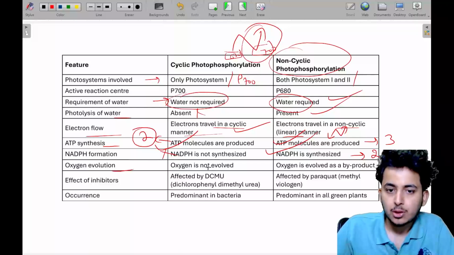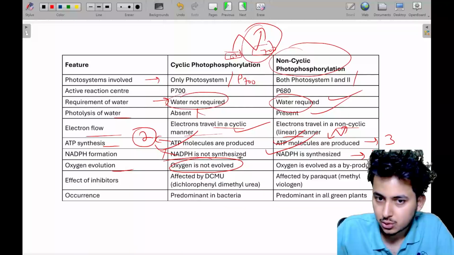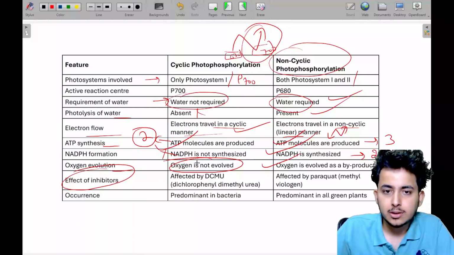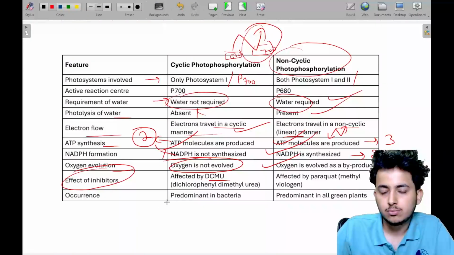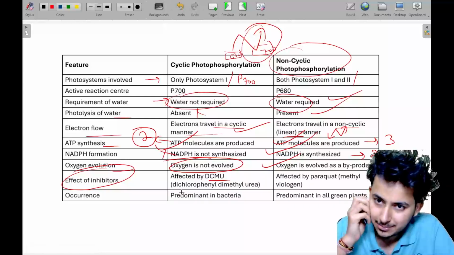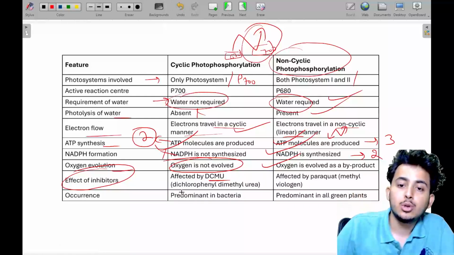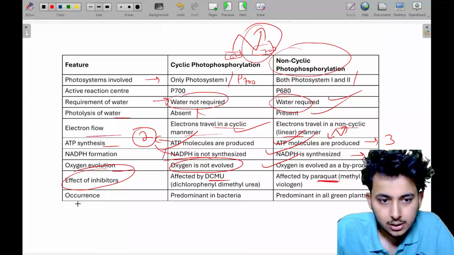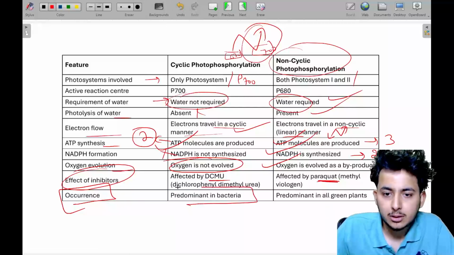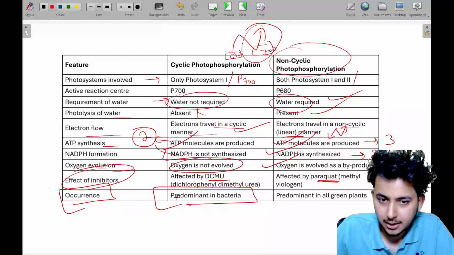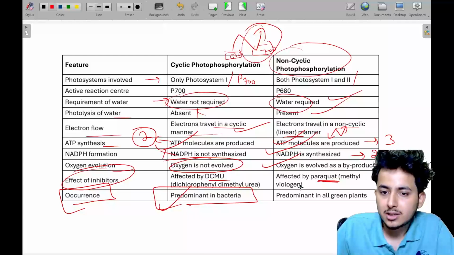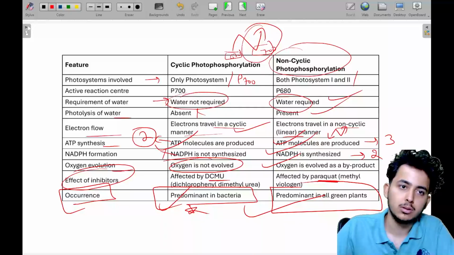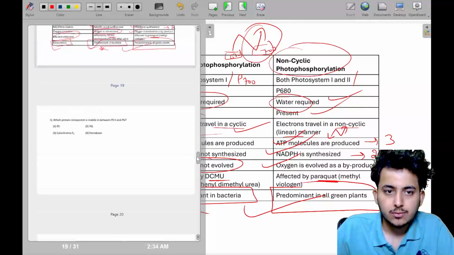Oxygen evolution: oxygen is not evolved in cyclic because there is no water splitting. In non-cyclic, oxygen is evolved. Effect of inhibitors: cyclic is affected by DCMU, and non-cyclic is affected by paraquat. Occurrence: the cyclic one is predominant in bacteria, and the non-cyclic is predominant in all green plants. This you have to remember. Okay, so these were the differences.